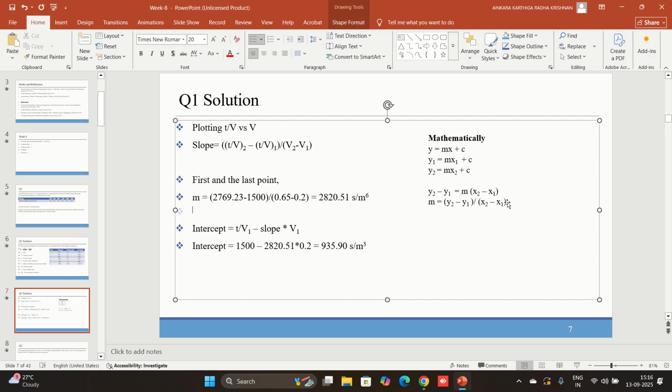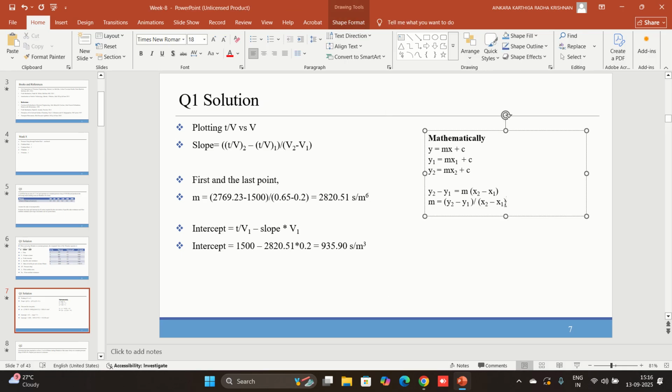Now after finding out the slope, what we need is c. So how can we get c? c is equal to this one. We now know y1, m and x1, so we can take it to the other side. So c is y1 minus mx1.